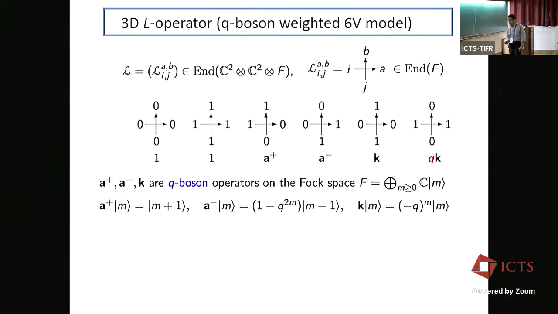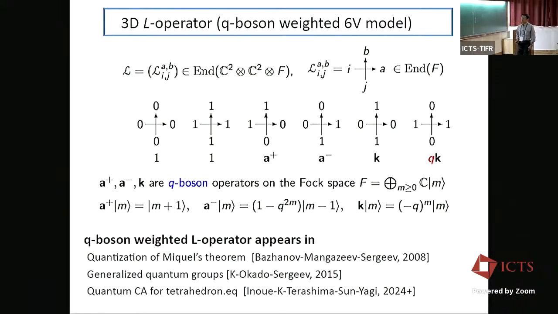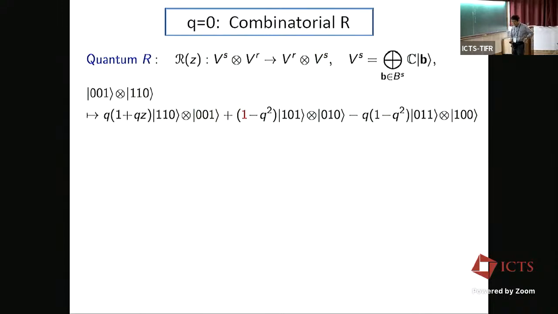So this Q-boson weighted 3D L operator appears in various contexts and guises. For example, it appears in the quantization of Michel's theorem by Bazhanov-Mangazeev-Sergeev. And also in the formulation of quantum groups by Okado, Sergeev, and myself. And also in the quantum cluster algebra approach to the tetrahedron equation by Inoue-san, Terashima-san, and Miyagi-san. Anyway, I've explained the quantum R matrix, and I should go to the Q=0 situation.